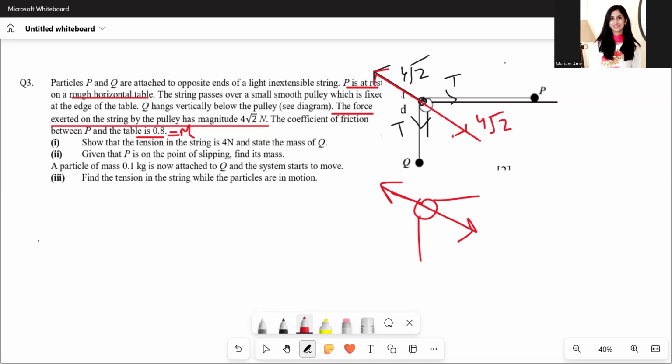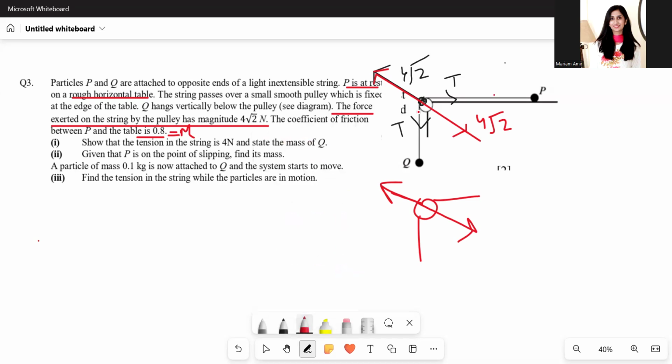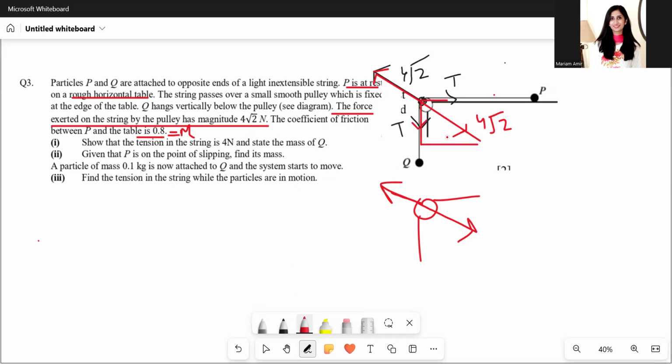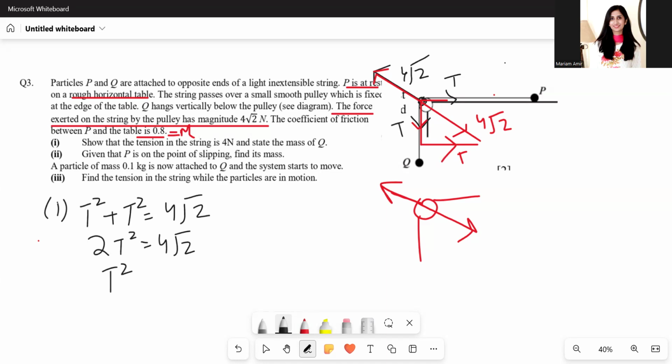Okay. So now look at this triangle. If I make a right angle over here, this is T, and this is also T, which I'm plotting over here. So this forms a right angle triangle. That means we can say that T square plus T square equals 4 under root 2. So 2T square equals 4 under root 2. So T square is equal to 2 under root 2. And then we square root this.